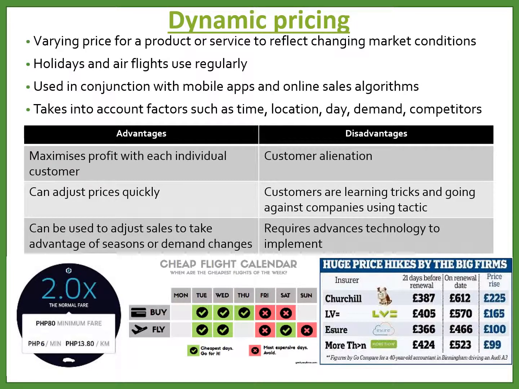And then if you look at the insurance, if you renew your insurance 21 days before the actual due date, you can actually save hundreds of pounds just by doing it 21 days before, because the insurance companies know that most people will wait until sort of close to the time, and they can get away with putting their prices up because you haven't got a choice.